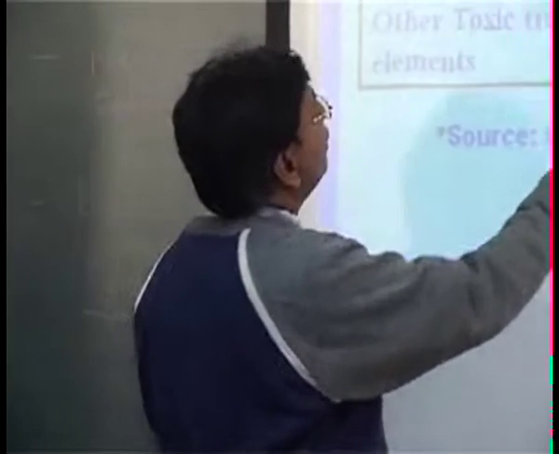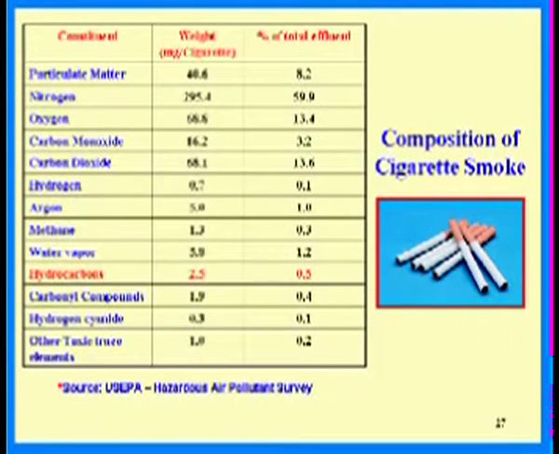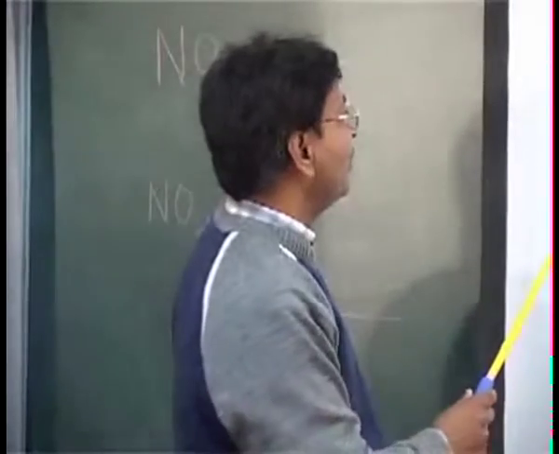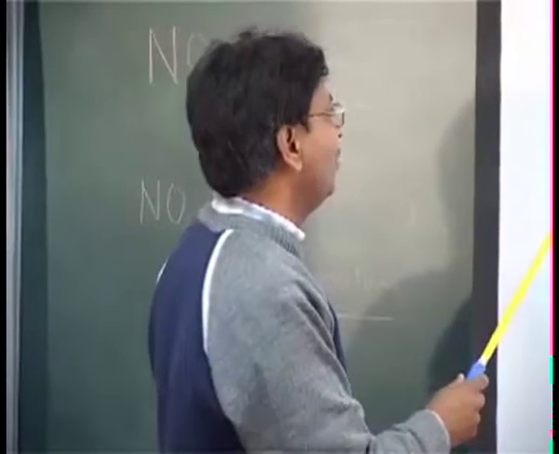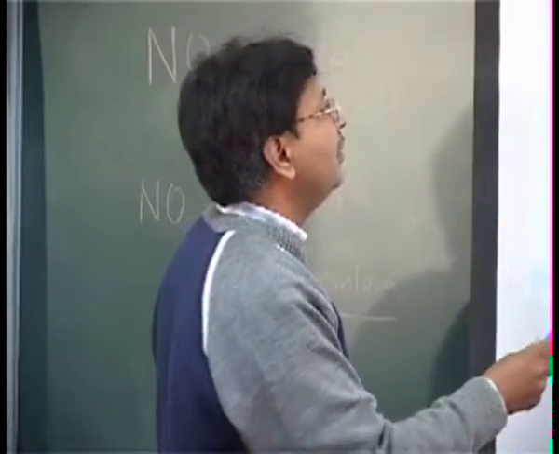And then carbon dioxide is 13.6. There is also hydrogen, argon, water vapor, and hydrocarbons. You will also be surprised that it might contain a little bit of cyanide as well. Not so much to really worry about, but these are the issues.